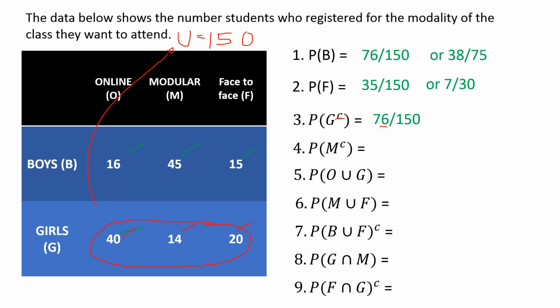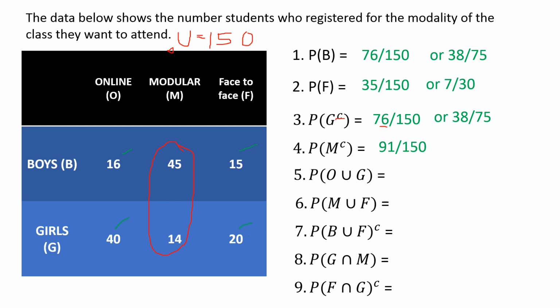Next one, number 4. Probability of M complement, modular complement. So here is our modular. Since we are dealing with the complement, which means not part of the modular, we use all of these frequencies outside the modular. So we do have 16 plus 40, which is 56, plus 20, we do have 76, plus 15, we do have 81. So the answer is, correction, 91 over 150. We cannot further simplify this one.